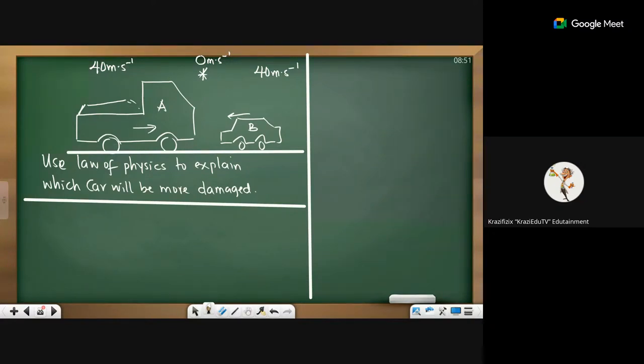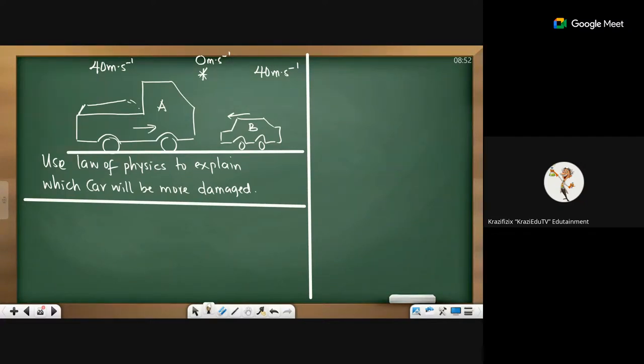Now, this is how we're going to answer it when it comes to physics. We are going to bring in the issue of inertia as well. If you remember what inertia is, it is the ability of a car to resist what? Change. Now, using laws of physics to explain which car will be more damaged.